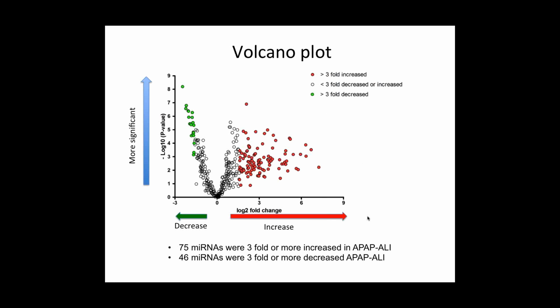So here's a volcano plot of the data. Just to get orientated, the x-axis shows the fold change. So to the right, the microRNAs are increased. To the left, they're decreased. And on the y-axis, you've got the significance. The higher up the y-axis, the more significant the change. And what we see is that a large number of microRNAs have gone up. 75 were threefold or more increased with acetaminophen-induced acute liver injury. Interestingly, and I'm not sure I still fully understand this, a number of microRNAs go down in the circulation.